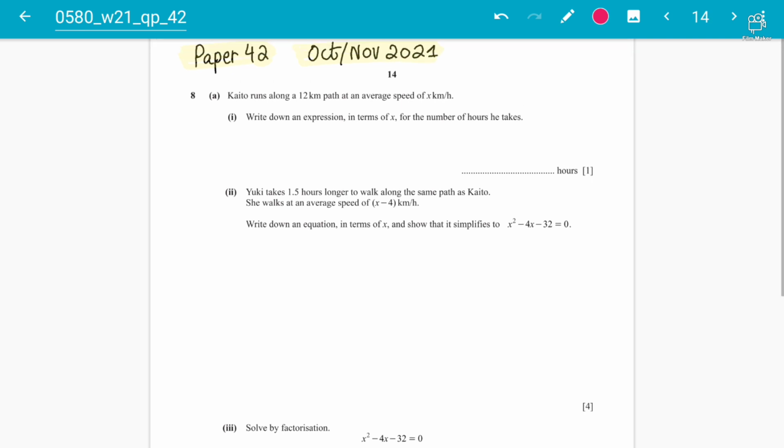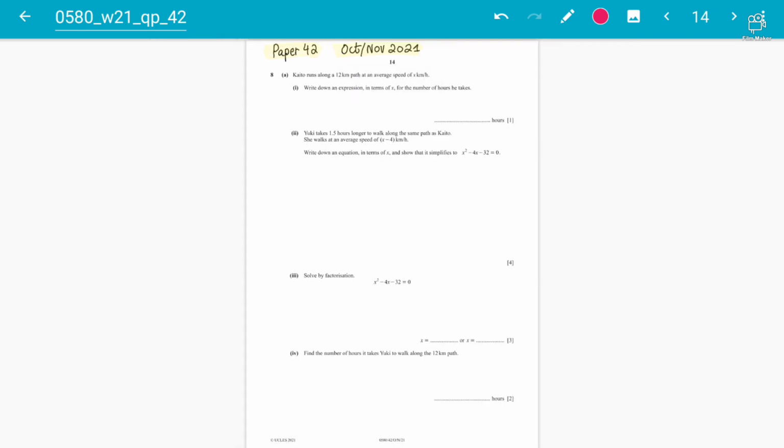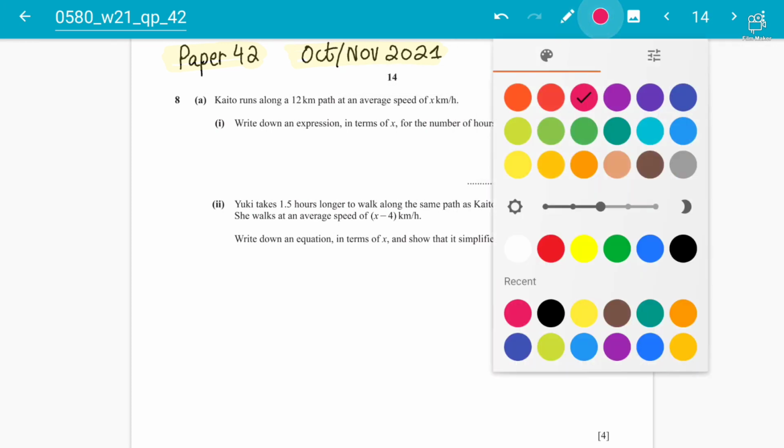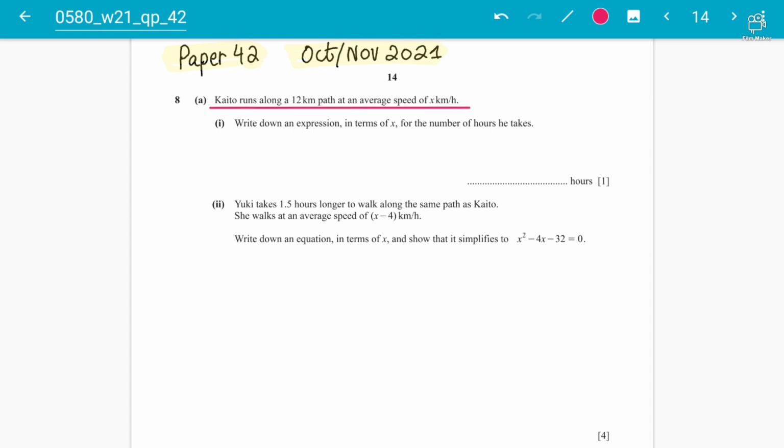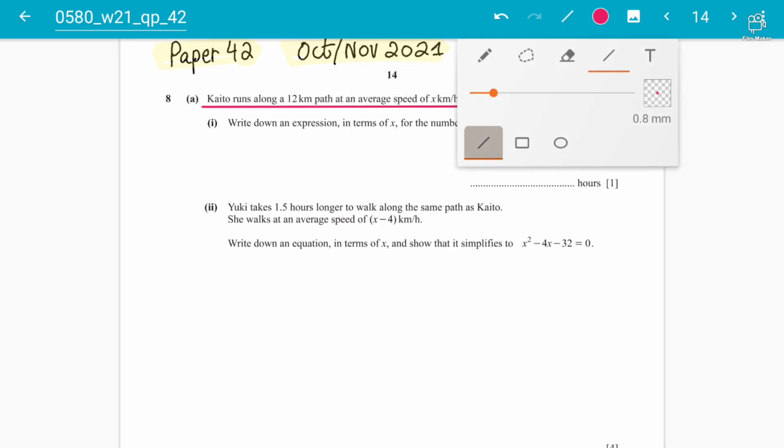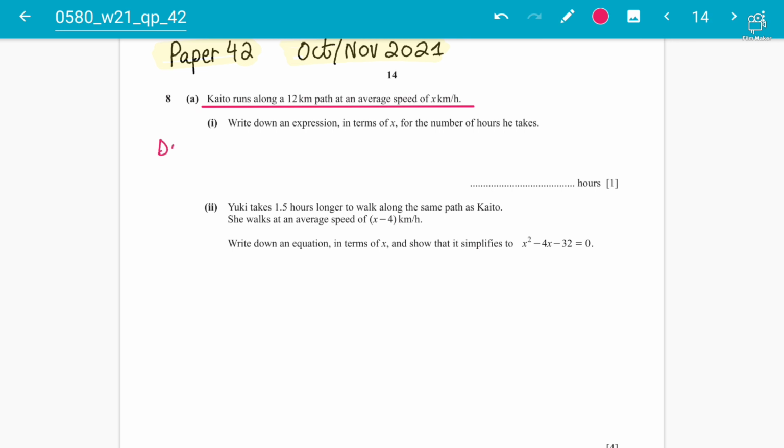So let's read the question, and it's a 10 marks question, very important. There is Cato, a person who runs a 12-kilometer path at an average speed. Again, make sure you write that the distance is 12 kilometers, because kilometer is always the distance, and the speed is given to you. The speed is basically x kilometer per hour. You have to write down an expression in terms of x for the number of hours taken. So you have to make an expression for the time.